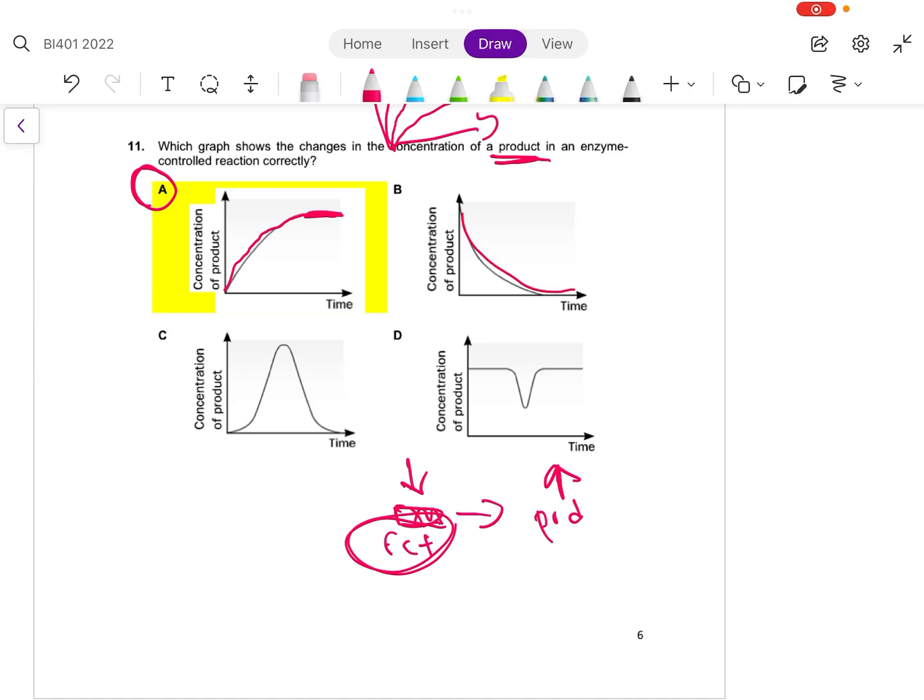You shouldn't get less and less products. You also shouldn't get more products and suddenly get less products. Okay, and same here, you don't get a constant amount of product, then it dips and then it goes back to constant again. So A is the best answer.